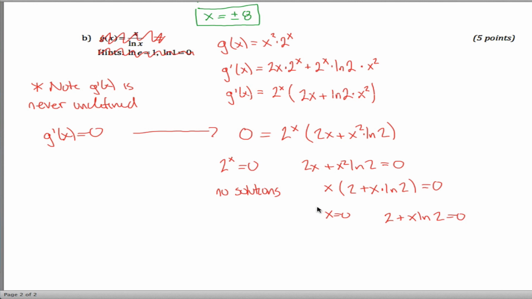So I have this solution right here, and I'm going to try to get another solution from this. To isolate the x, I'd subtract 2 from both sides. X times the natural log of 2 is equal to negative 2. So x is equal to negative 2 divided by the natural log of 2. These are my critical values, and that finally ends this video.